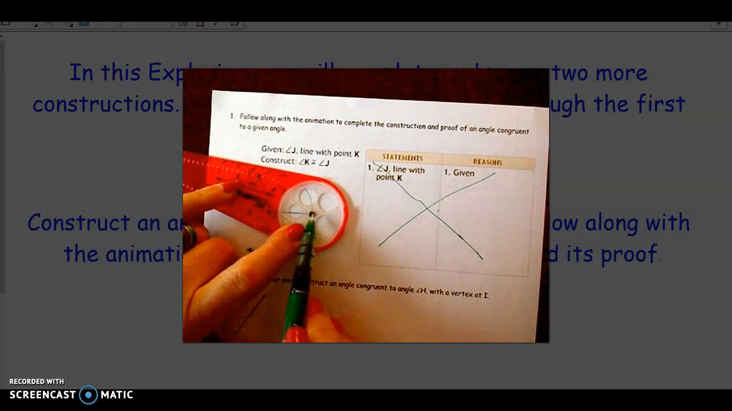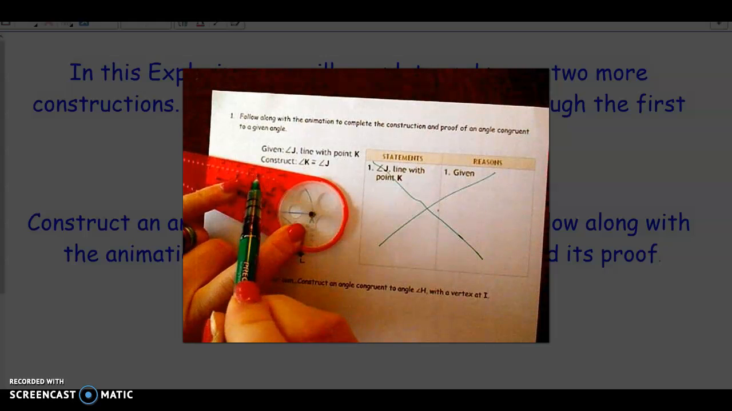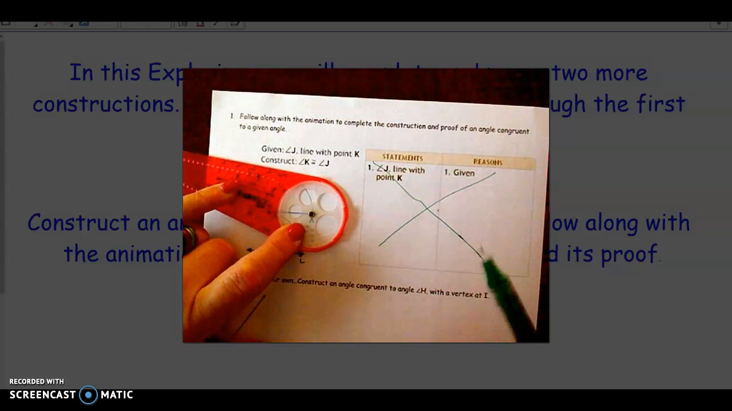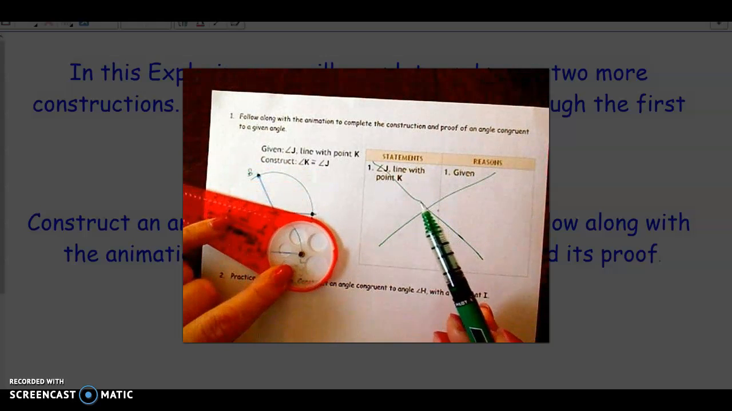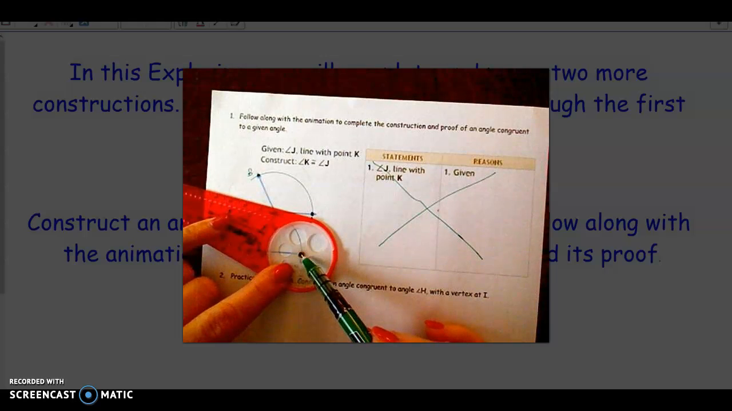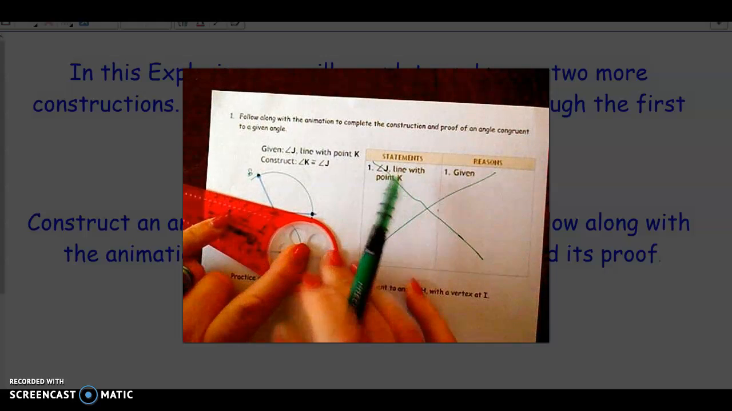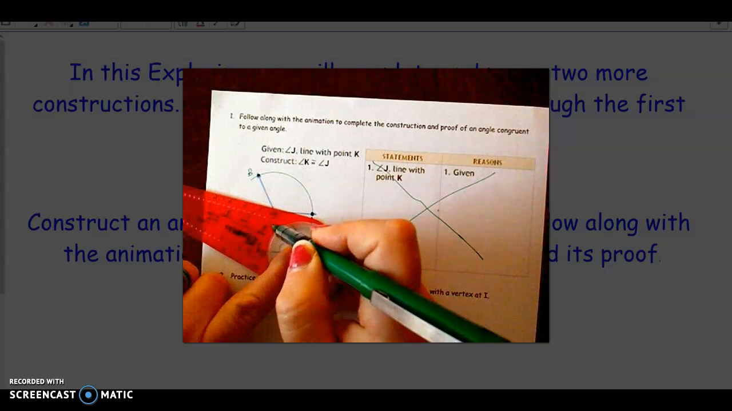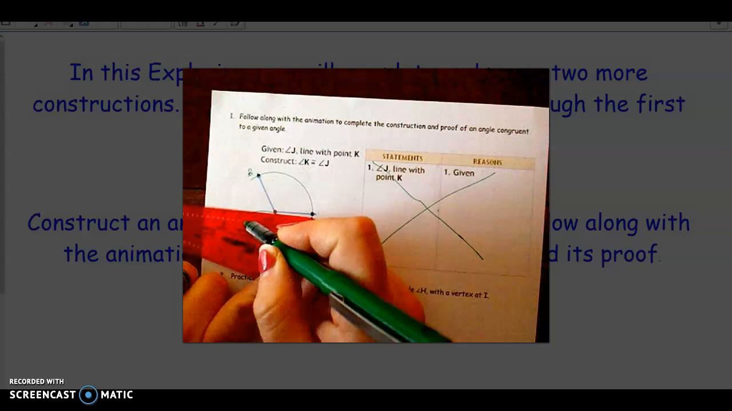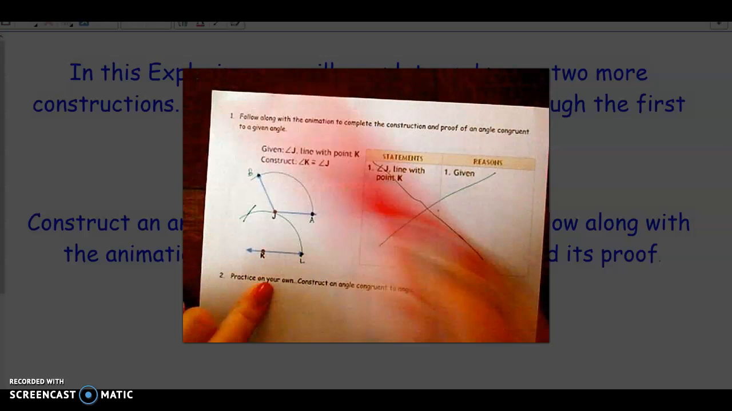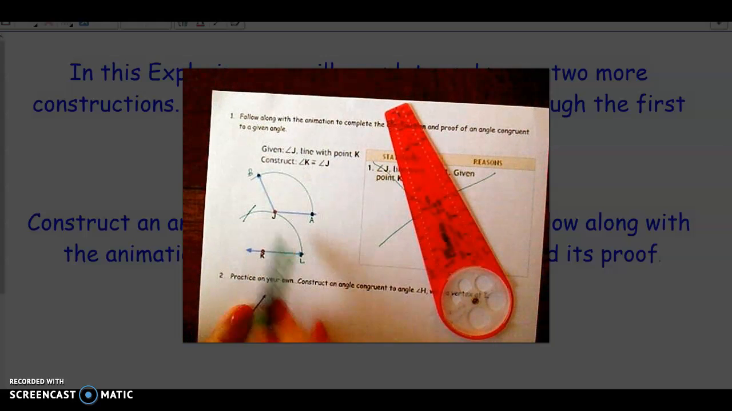So as you can see, point A is in this hole, point B is in that 7th hole right there. So once you have measured that with your compass, you're going to come down here to your new angle and put the hole setting on L, and you're going to find that 7th hole again if you did the same as me, and you're going to make an arc that goes through the one that you created the first time.